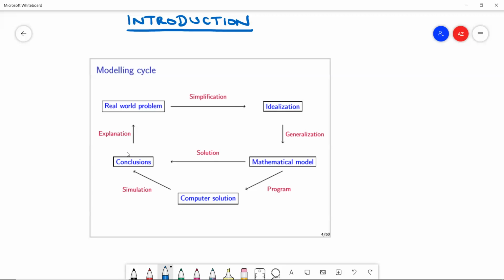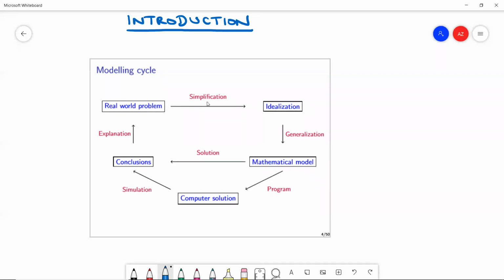Okay, so we are here, conclusions. So now we have the values of those unknown parameters, either directly or via computer. And now we have to ask ourselves, does the solution make sense? Does the solution explain this real world problem? Does the solution behave as expected from our real world problem? And if yes, then we are happy. But if not, we should think about where in this diagram the problem occurred.